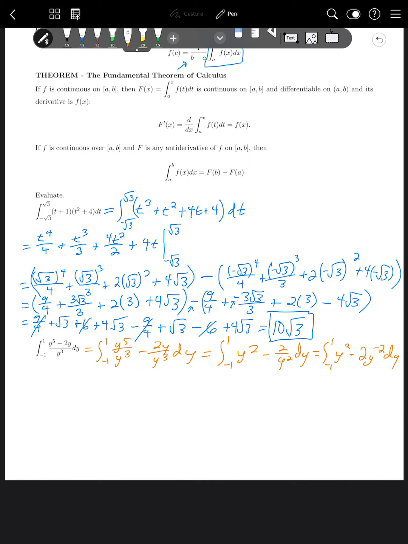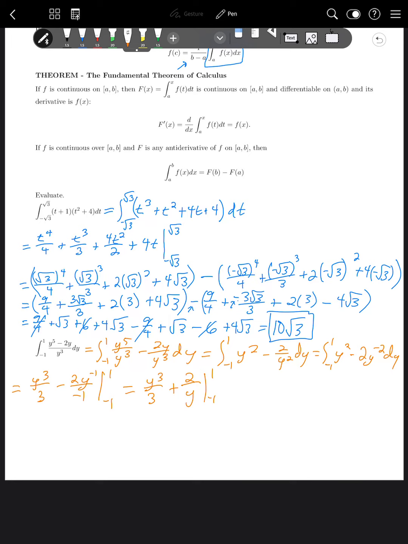Okay, so now we do the antiderivative. So the antiderivative of y squared, remember what we're doing is we're adding 1 to the exponent and then dividing by that number. So this will be y cubed over 3 minus 2y to the negative first over -1. And then we're doing this from -1 to 1. So those are the two numbers we're going to plug in. So simplify. And this is y cubed over 3 plus 2 over y from -1 to 1.